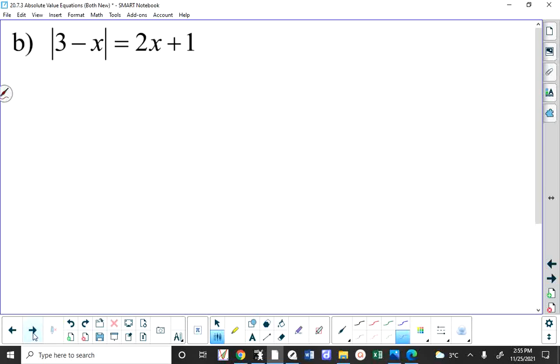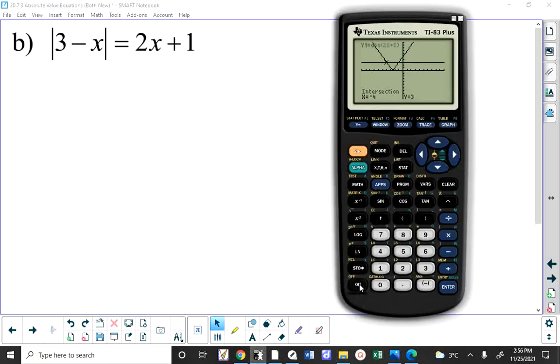Does this look familiar? Was this one of the questions that we did? Did the question that we did here have one solution and then one extraneous solution? Can you tell me, please, Danielle, what was the value of x that was a solution? 2/3. And what was the value of x that was not? -4. Thank you. All right, so I'm going to solve this graphically by graphing y equals the absolute value of 3 minus x and y equals 2x plus 1.